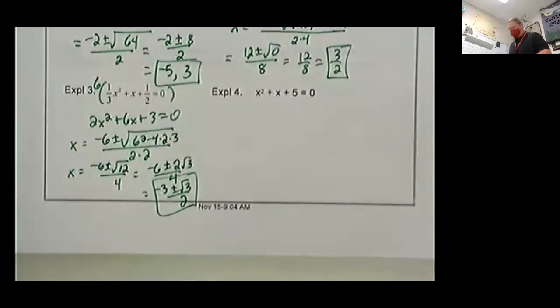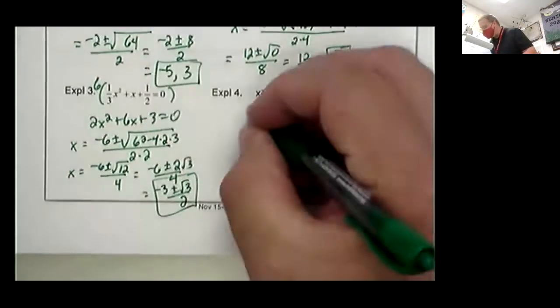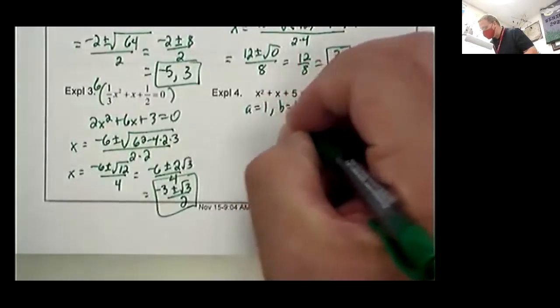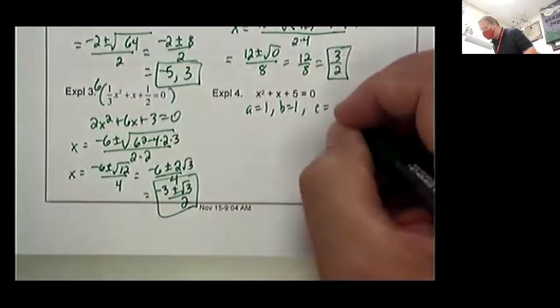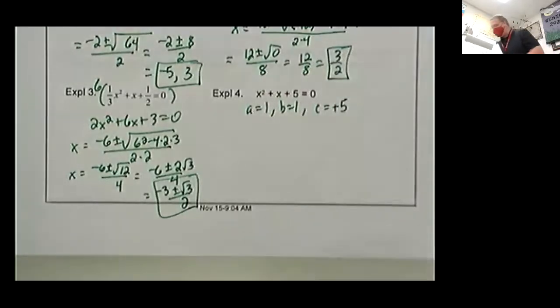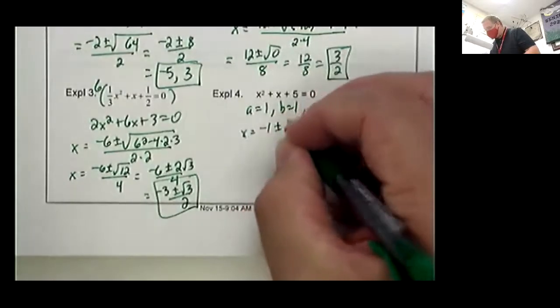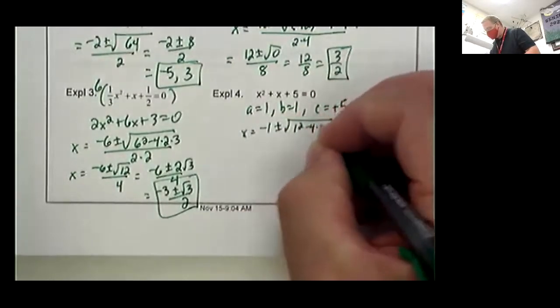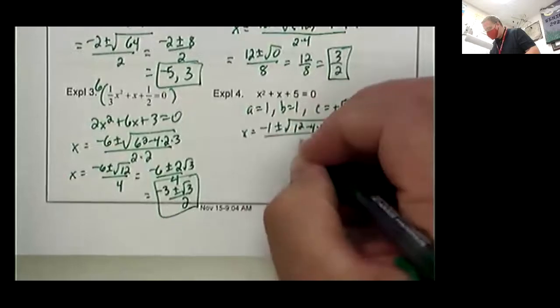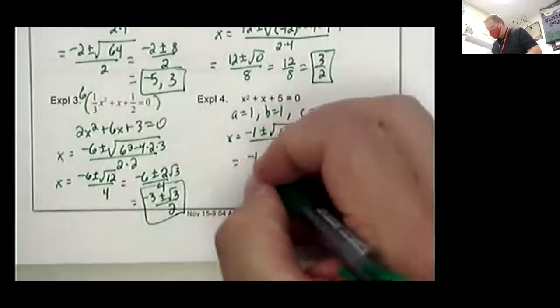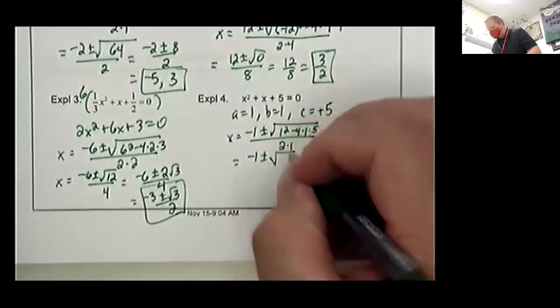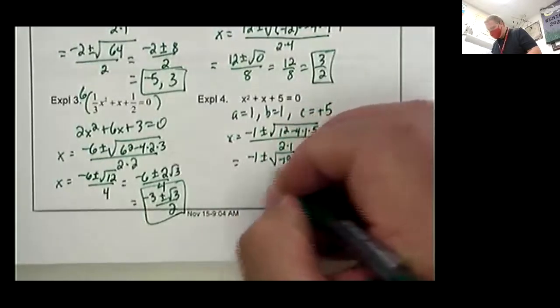Example 4, same thing. A is 1, b is 1, c is 5. And we'll plug in. So x is negative 1 plus or minus the square root of 1 squared minus 4 times 1 times 5 all over 2 times 1. That gets us negative 1 plus or minus the square root of negative 19 over 2.